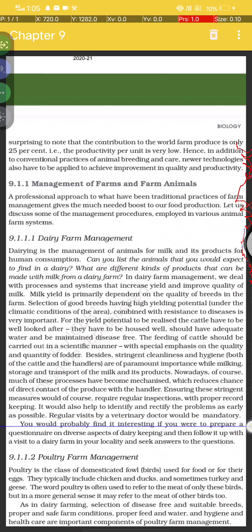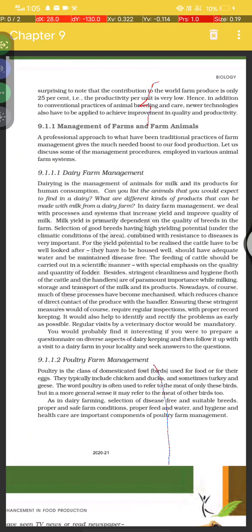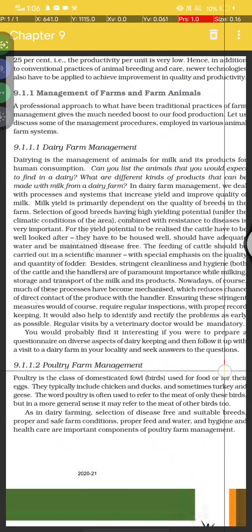You would probably find it interesting if you prepared a questionnaire on diverse aspects of dairy keeping and then visited a dairy in your locality and sought answers to the questions. Okay, now poultry farm, 9.1.2, poultry farm management.